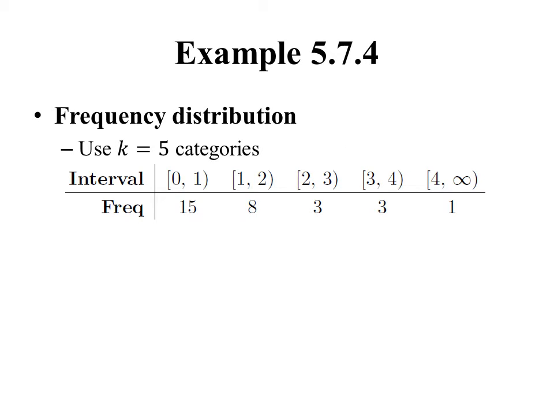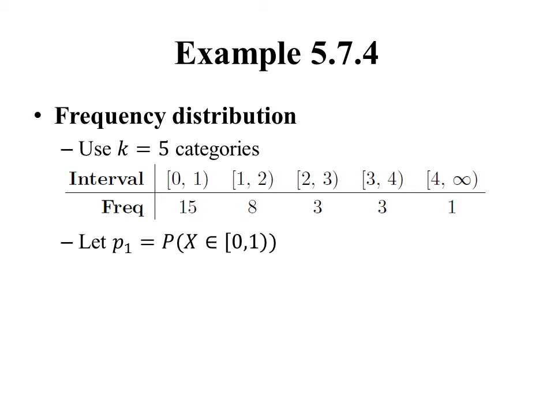Now the next step is to create a small frequency distribution of our data. And so here we're going to choose to use k equal 5 categories. Why did we choose 5? Well, just because it was a nice round number. But as we're going to see in a bit, this number of categories was actually too many. So specifically what we mean by 5 categories is we're going to look at intervals from 0 to 1, 1 to 2, 2 to 3, 3 to 4, and then 4 to infinity. And so from our data, we have a total of 15 data values in this first interval, 8 in the second, and so on and so forth.